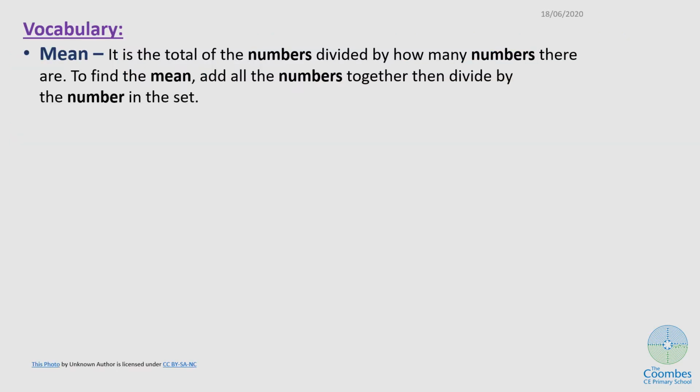Right, let's look at the meaning of the word itself. A mean. What does it mean? It is the total of the numbers divided by how many numbers there are. So to find the mean, you add up all the numbers and divide by the number in the set.